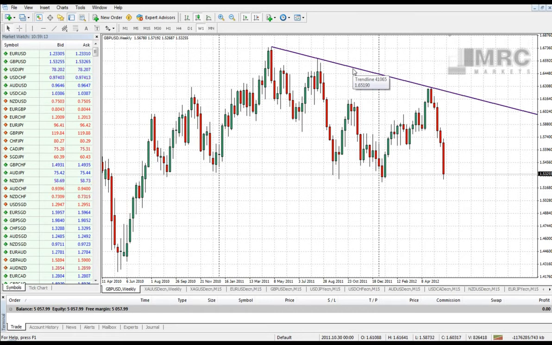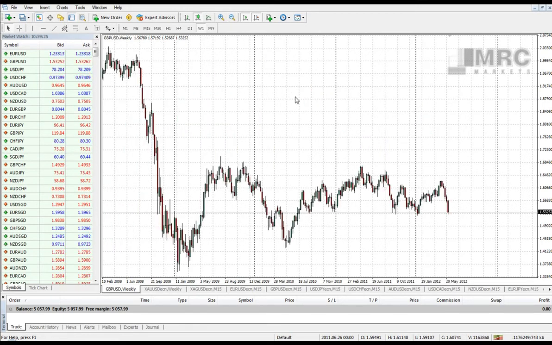Like the resistance line, this is just a trend line resistance. To delete that, you double click to highlight it, then right click and press delete. Now we're going to talk about equidistant channels. Equidistant channels are a form of trend line, but they've got a trend line resistance and support on the same chart.